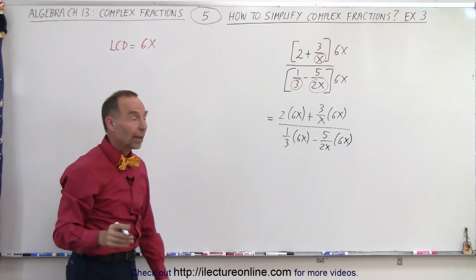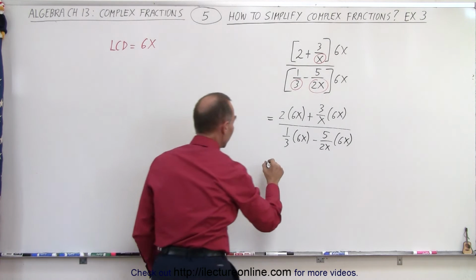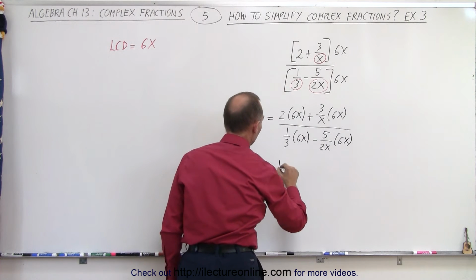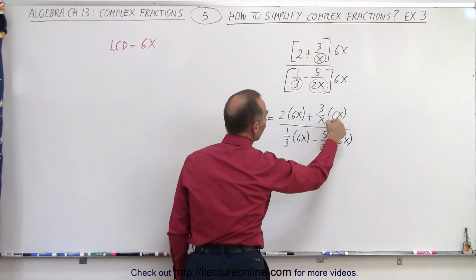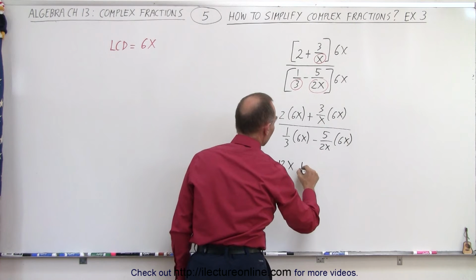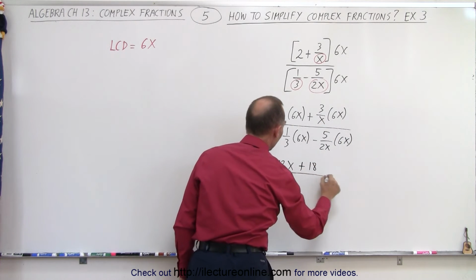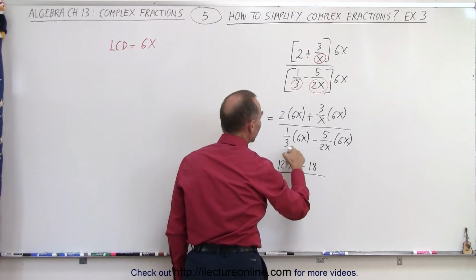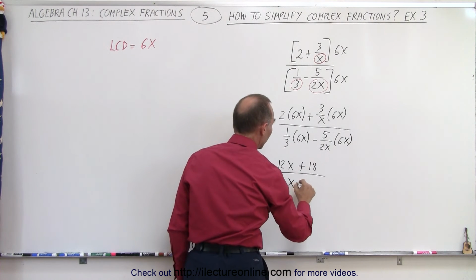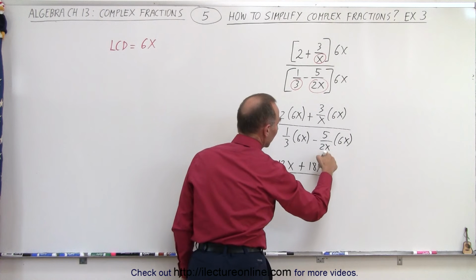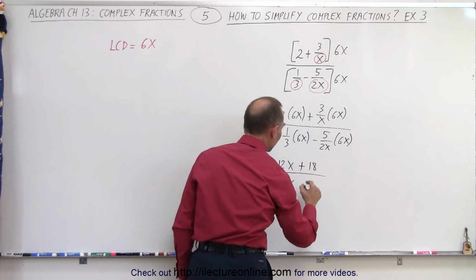All right, now let's go ahead and see what we can simplify. So this becomes 2 times 6x, which is 12x. Here you can see that the x's cancel out, so you're left with plus 18, divided by, the 6 divided by 3 is 2, so we get 2x. And here we get 6x divided by 2x, which is equal to 3. 3 times 5 is 15.